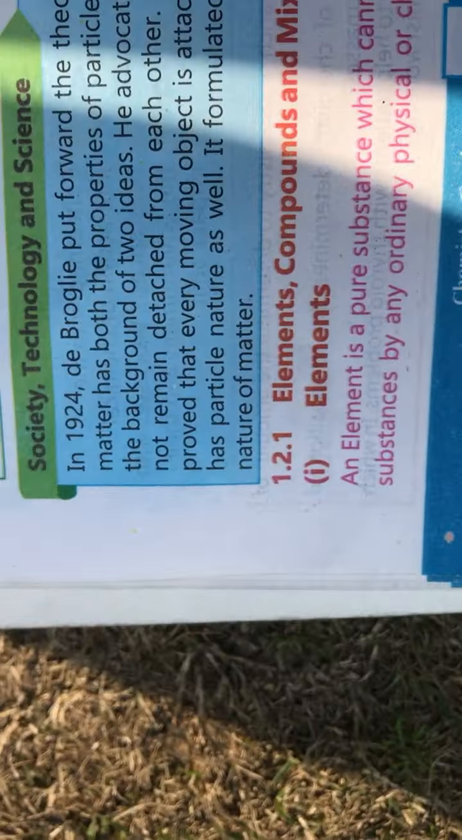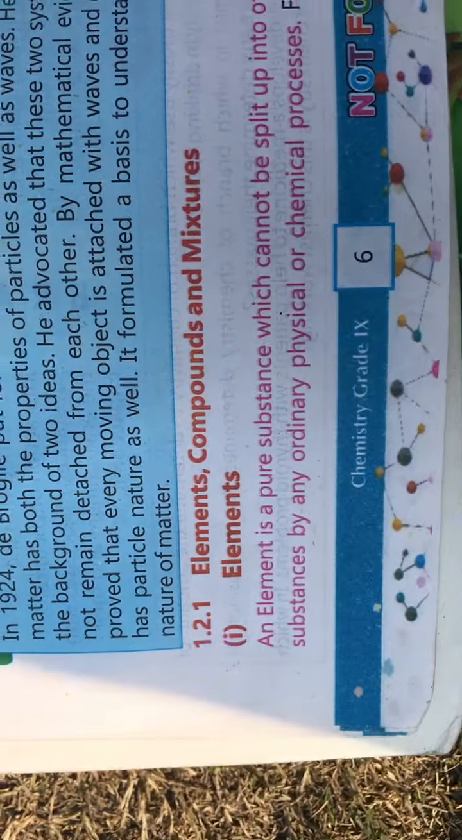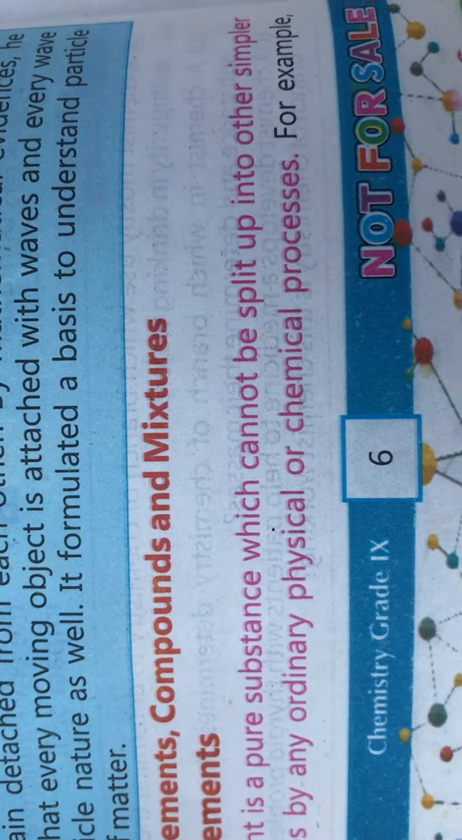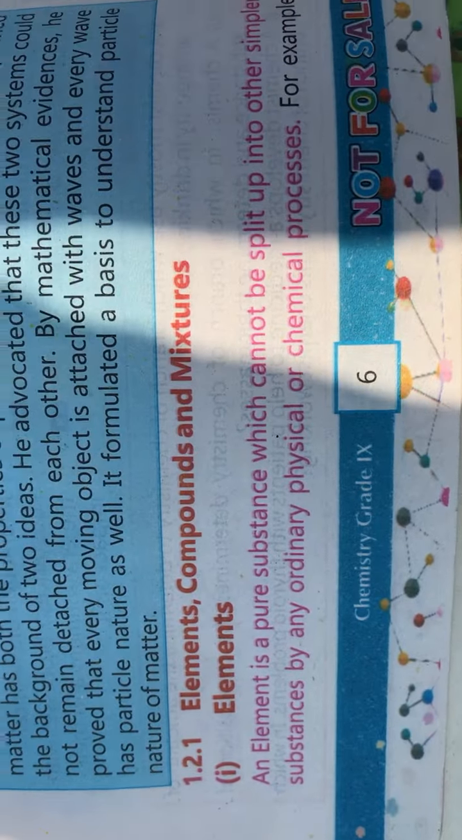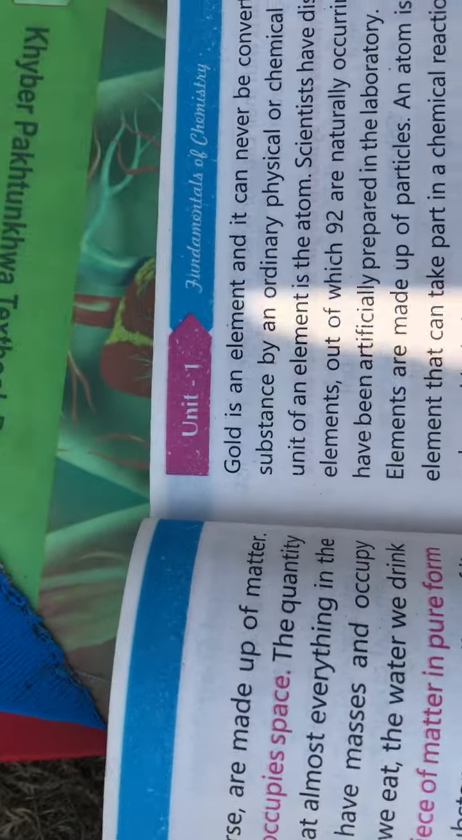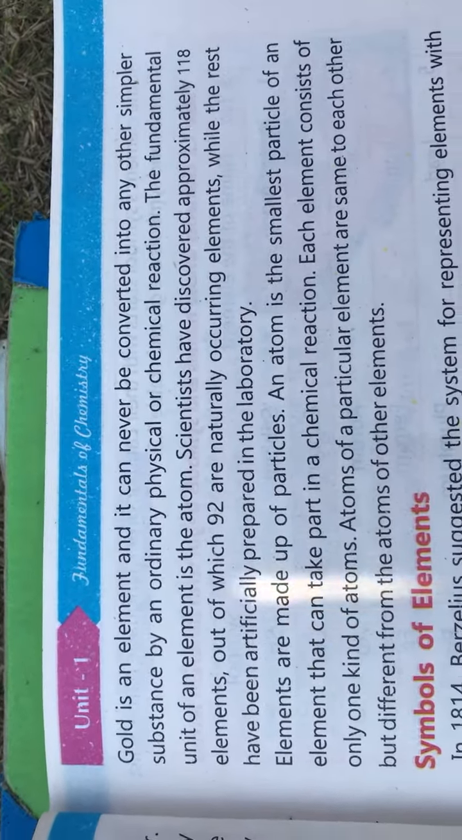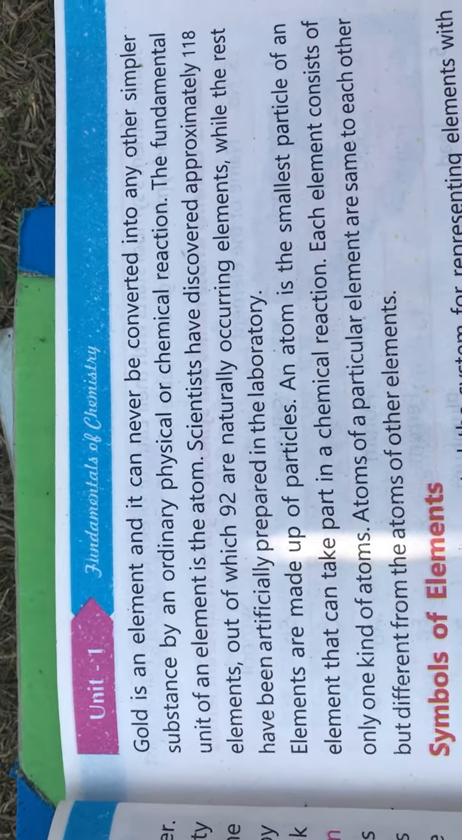Today in this video we will be discussing elements, compounds and mixtures. First of all, we will discuss elements. An element is a pure substance which cannot be split up into other simpler substances by any ordinary physical or chemical process. For example, gold is an element and it can never be converted into any other simpler substance by an ordinary physical or chemical reaction.